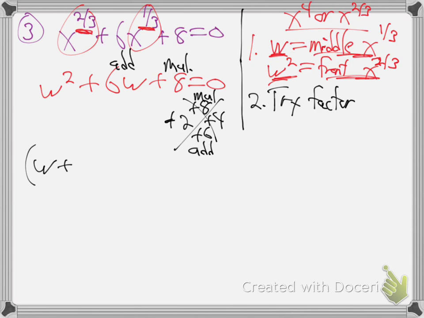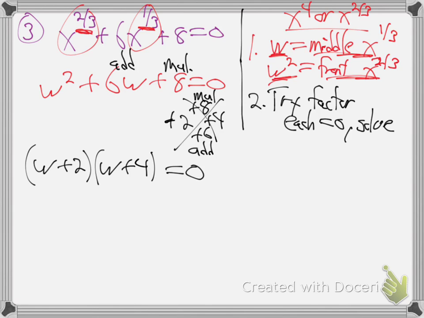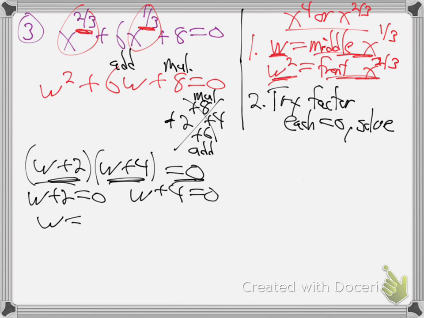So this is going to be W plus 2 and W plus 4 equals 0, and solve. So then each one equals 0, because if two things are multiplying to equal 0, either one could be 0 to make that happen. So then W is minus 2 or minus 4. So I got my two answers for W.